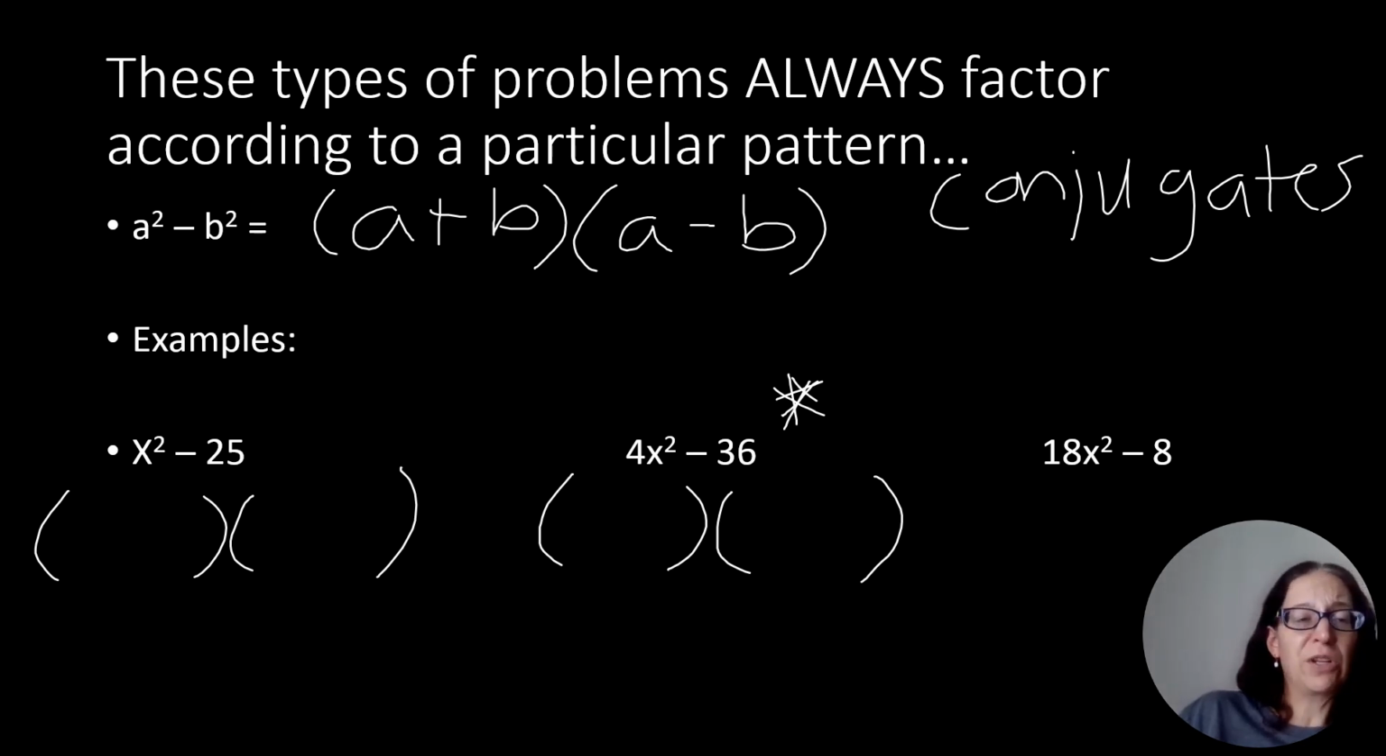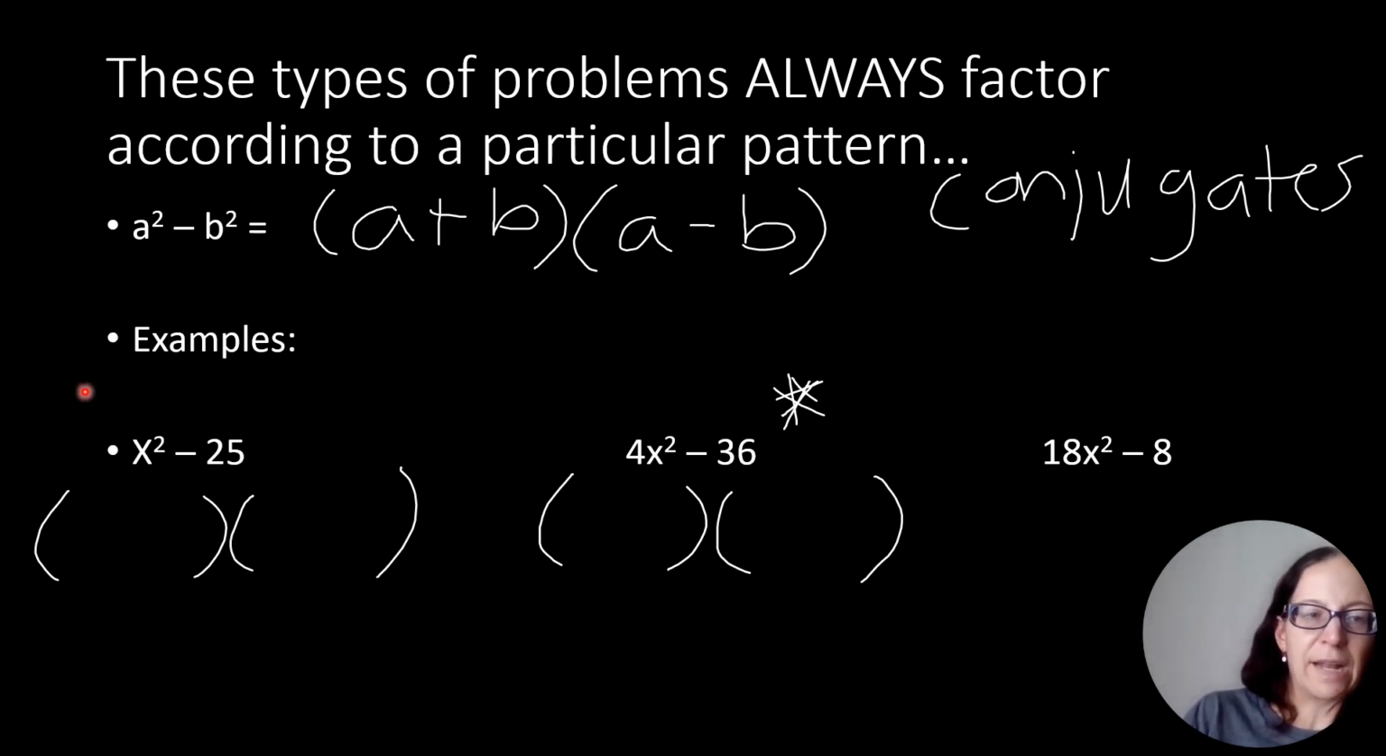So what we do, we look at that first one and it says x squared minus 25. And so the first thing we want to do is recognize that that is a difference of squares. That's what it is. I know it is the difference of squares because it is subtraction.